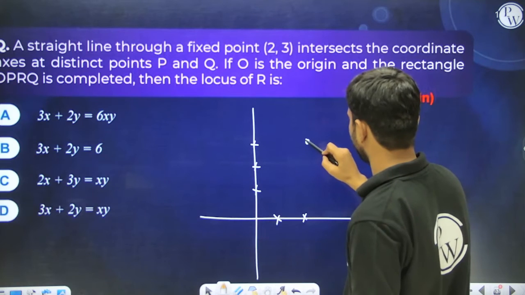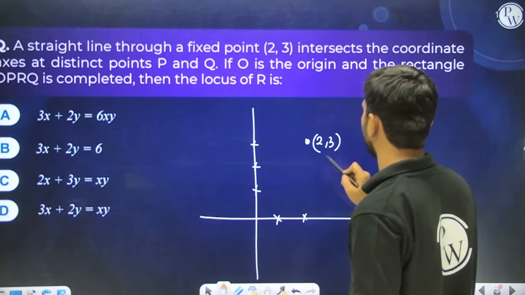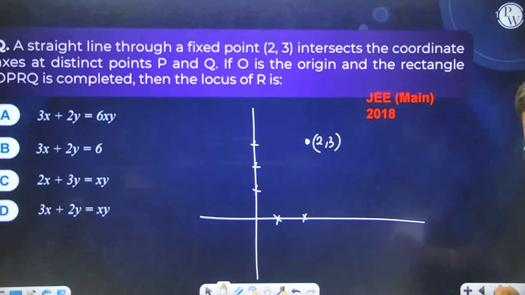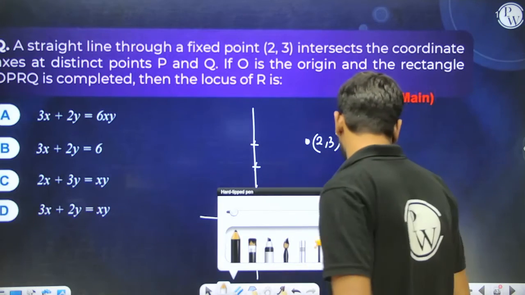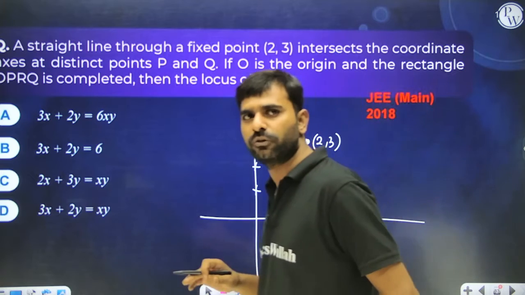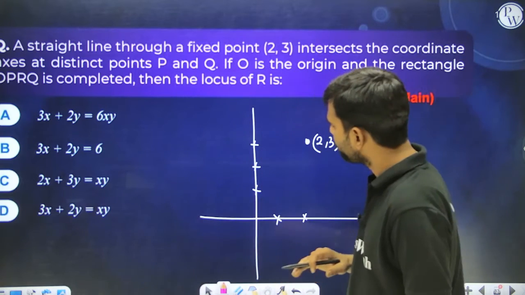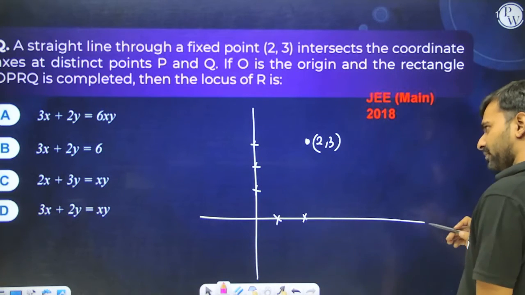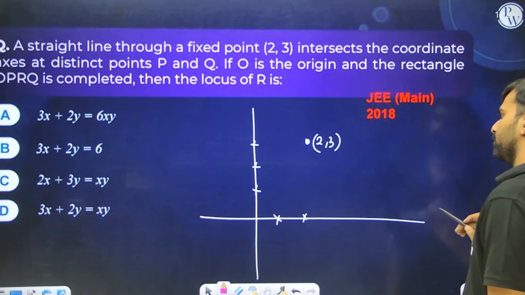2, 3 will be somewhere over here. How many lines are possible which will pass through 2, 3? Infinite lines are possible. Can you tell me even a single line which will pass through 2, 3? Any one line.